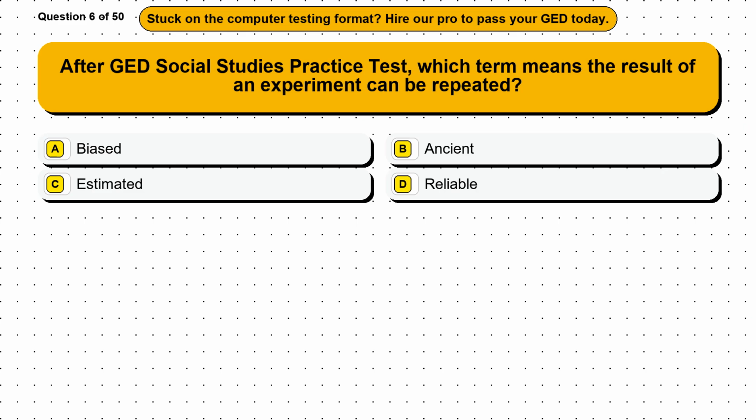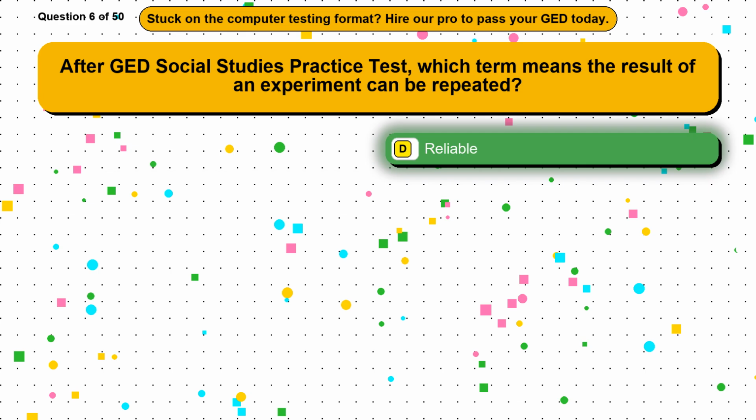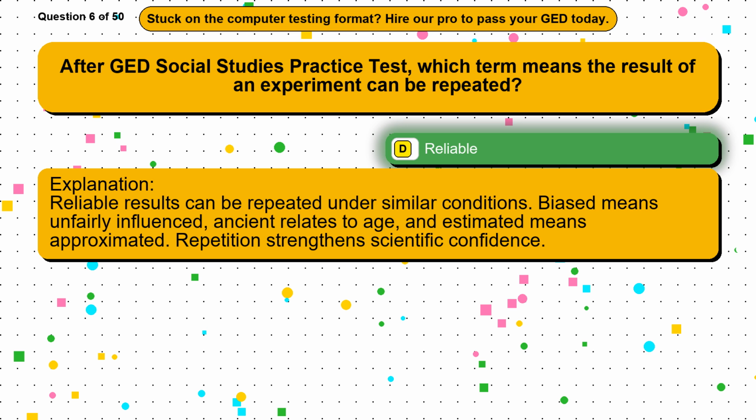Question 6. After GED Social Studies Practice Test, which term means the result of an experiment can be repeated? Option A, biased. Option B, ancient. Option C, estimated. Option D, reliable. The correct answer is option D, reliable. Reliable results can be repeated under similar conditions. Biased means unfairly influenced, ancient relates to age, and estimated means approximated. Repetition strengthens scientific confidence.